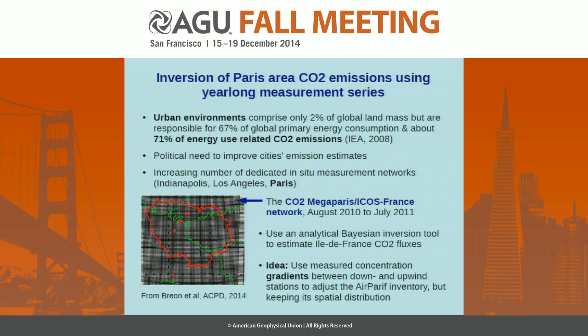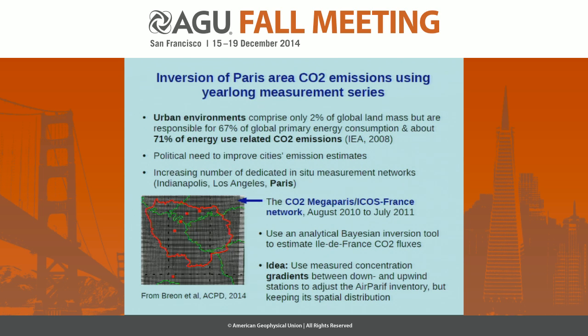To address this, several dedicated in situ measurement networks have been set up. We have seen the results from Indianapolis, also Los Angeles, and here I'm going to talk about Paris. During the CO2 Mega Paris project, 3 stations have been deployed, and they are complemented by 2 ICOS France stations. You see those 5 stations here. They are located roughly in the southwest-northeast direction, along the main wind directions of Paris.